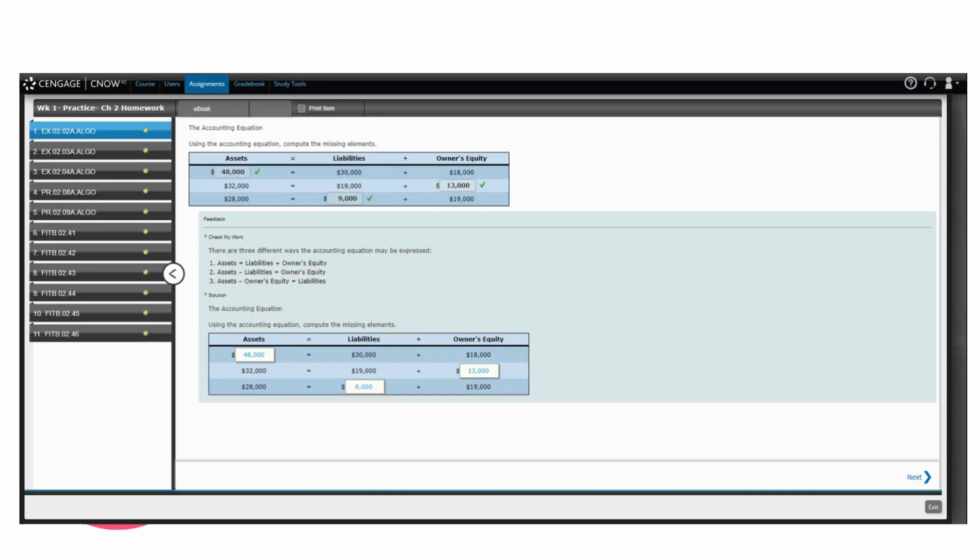I wanted to take a moment to go over some of the homework problems from Chapter 2. We won't cover all of them, but I'd like to get you guys started. So looking at number 1, we are going to use the accounting equation to compute the missing elements.